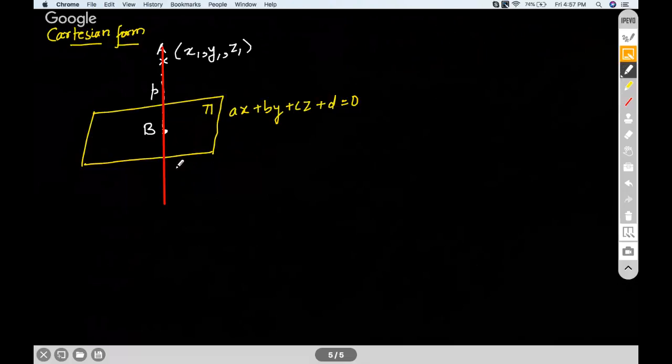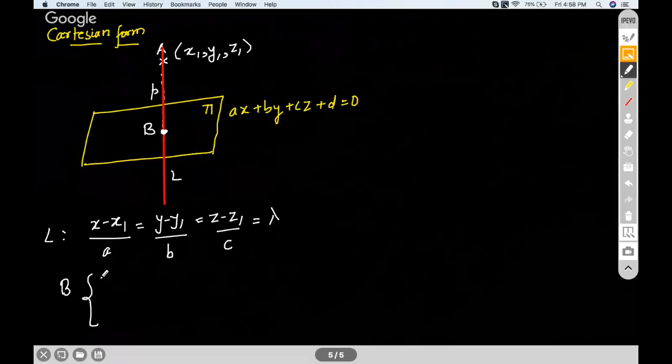Okay, and what would that line equation be? The line equation would be (x minus x1) by A, absolutely correct, (y minus y1) by B, and (z minus z1) by C. And again, just like we did in the vector form, I'll take a particular lambda parameter for which I get the point B. So what would be the coordinates of B? You would say coordinates of B would be x1 plus A lambda, y1 plus B lambda, and z1 plus C lambda, isn't it? Yes, sir. This would be my coordinates of B.